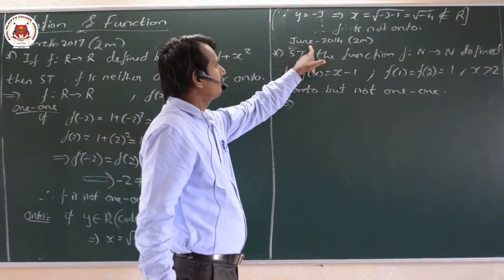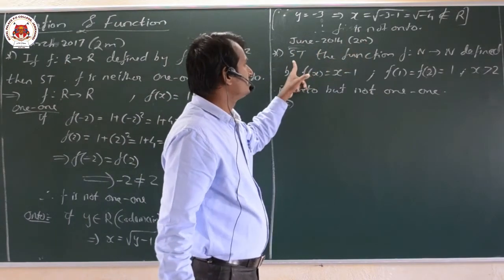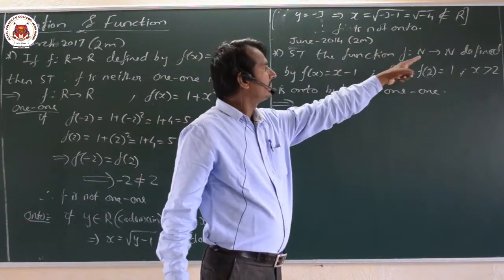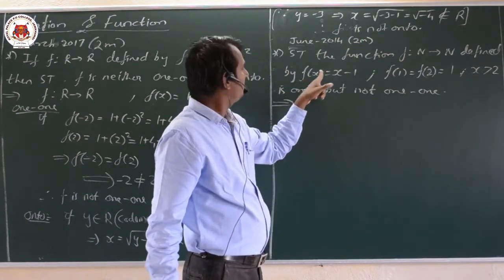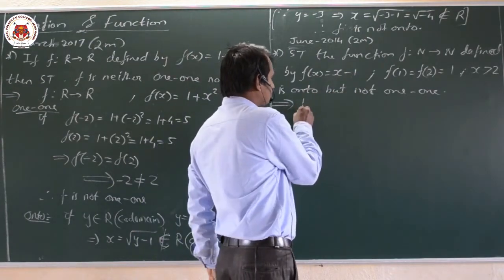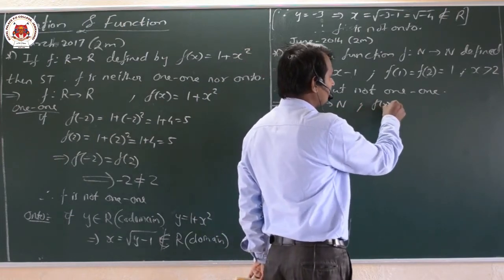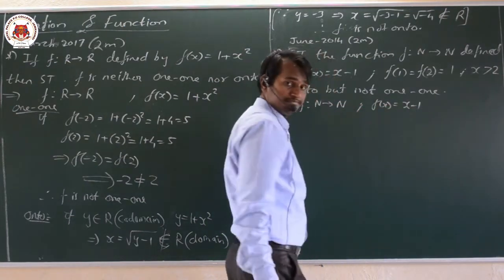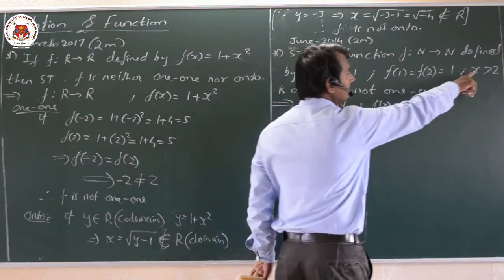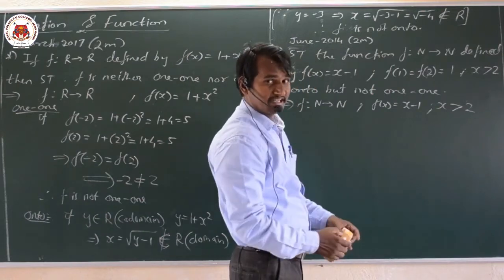This question was asked in June 2014 again, a 2 marks question. Show that the function f from N to N defined by f of x equal to x minus 1. This is the function here. And what he has provided is that x is greater than 2. Why has he given x greater than 2?